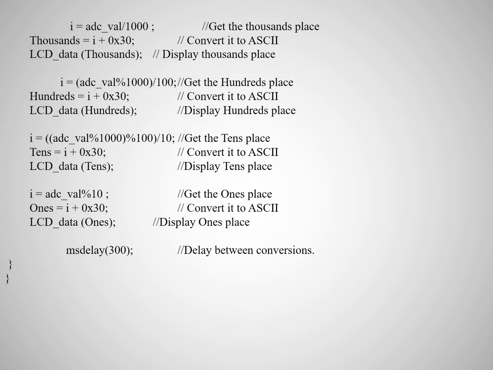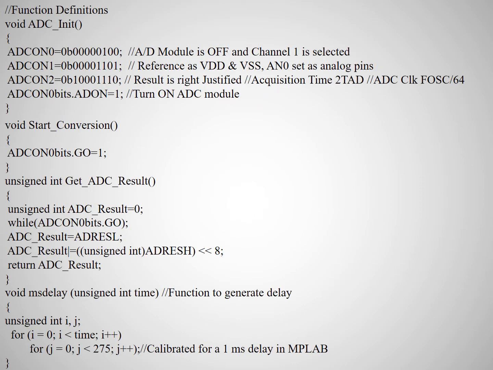And for that we are giving some delay. Now see what is written in the functions, that is void ADC_initialization. Here we are initializing our LCD. In ADCON 0 we have taken channel 1. In ADCON 1 we have selected the references according to channel 1, and then in ADCON 2 we have taken right justified with acquisition time and FOSC divided by 64.